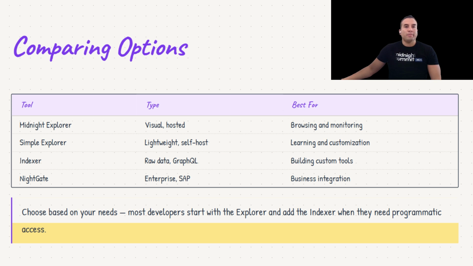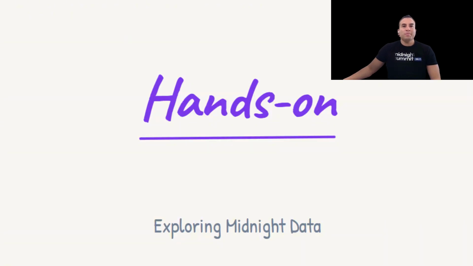All right, enough theory. Let's get our hands dirty. Time to get hands-on. We're going to tour the Explorer, run GraphQL queries against the indexer, and build a simple live monitoring script. Open your browser and your terminal, if you are following along.